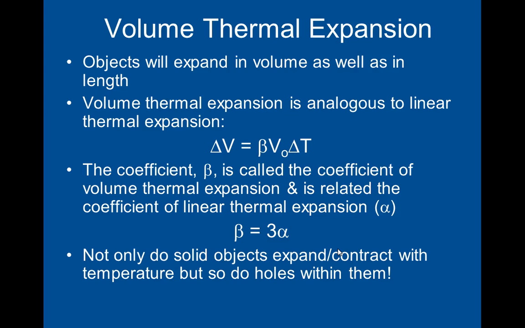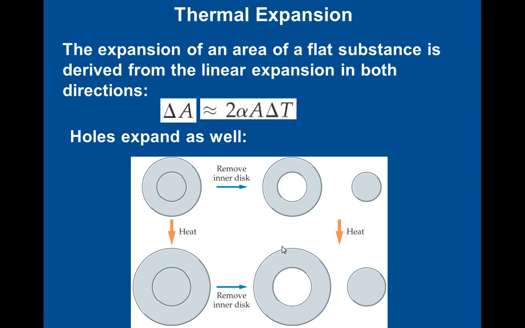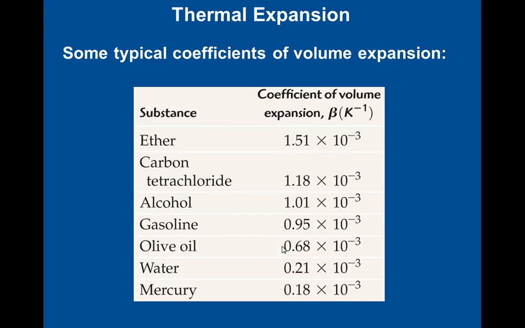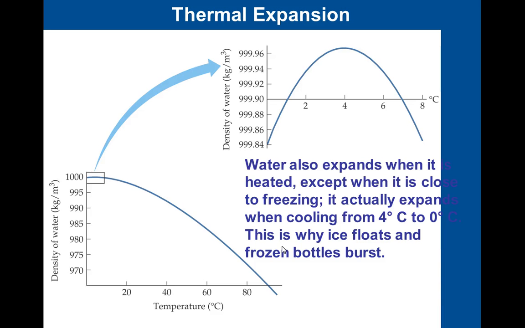Objects expand in volume as well. Beta here, our volume thermal expansion coefficient, is 3 times alpha. It's just alpha in 3 dimensions, or we could do things in 2 dimensions and have the change in area. So it doesn't matter which axis we're in, the length of the material is changing either 1-dimensionally, 2-dimensionally, or 3-dimensionally. There's thermal expansion.